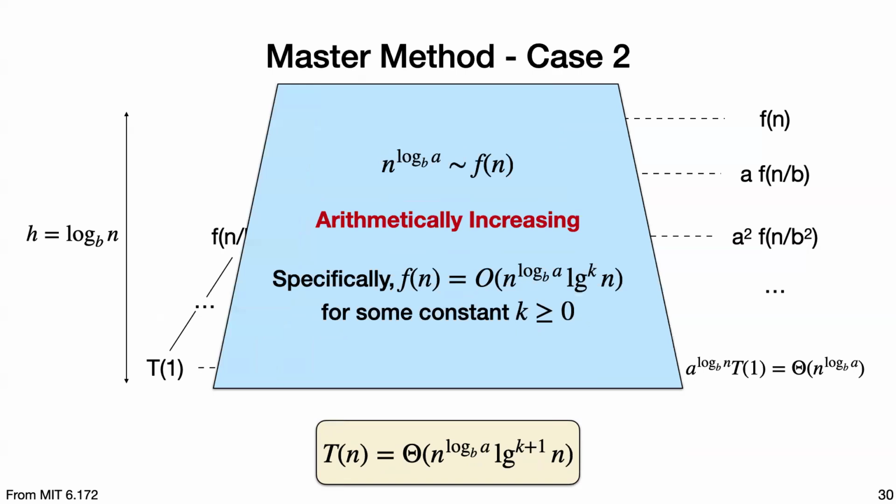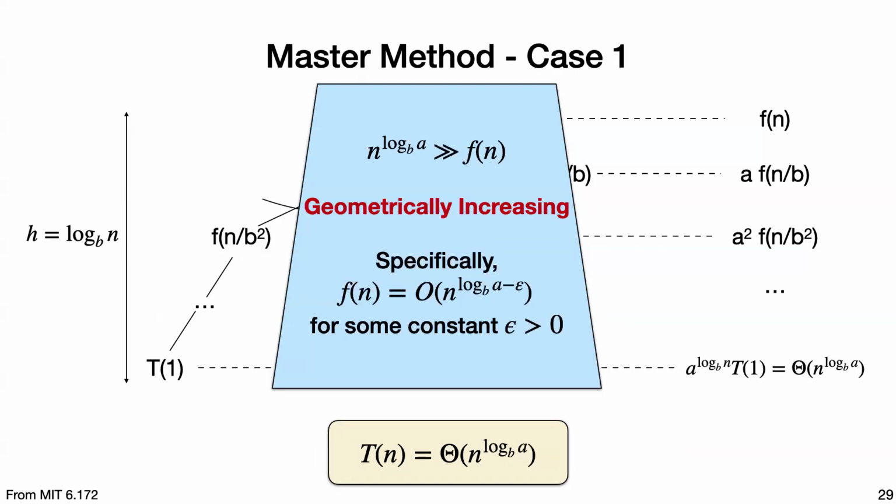The second case is that the work is arithmetically increasing. Oh yeah, okay. So one example for something in case 1 would be divide and conquer matrix multiplication. You have 8 subproblems at every level. Each of them gets divided in half. And so there are n cubed leaves, which is much more than whatever is happening above.